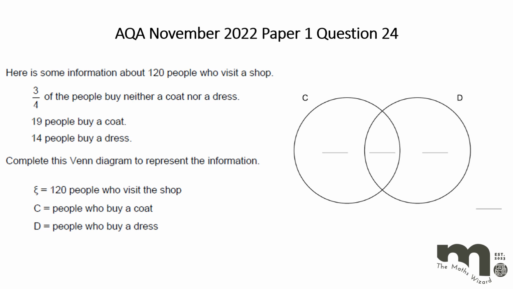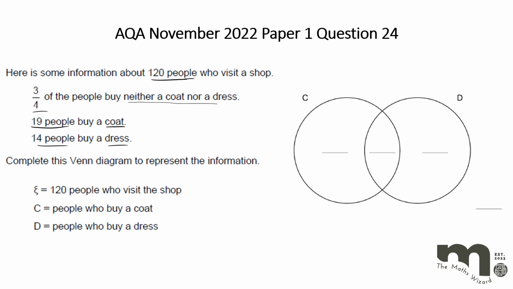It says, there is some information about 120 people who visit a shop. 3/4 of the people neither buy a coat or dress. 19 people buy a coat, 14 people buy a dress. So it says complete this Venn diagram to represent this information.